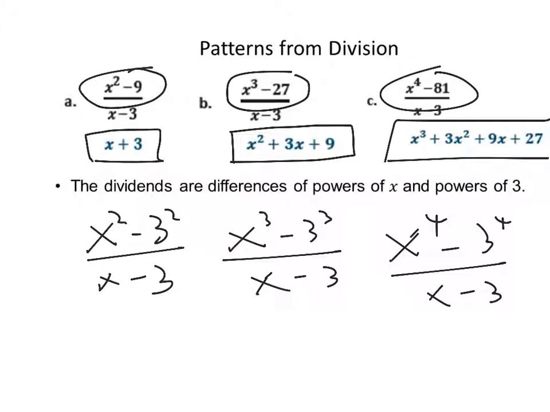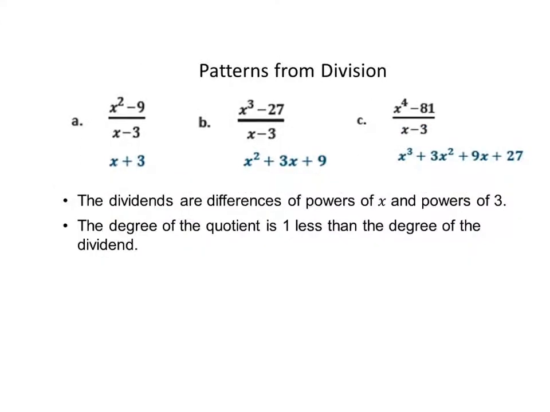So basically, you will see that these powers, these exponents are the same. So when I say that we're actually doing differences of powers of x and powers of 3, you can see what I mean by that. This is second power minus second power, third power minus third power, fourth power minus fourth power. So the dividends are differences of powers of x and powers of 3. That is the very first observation.